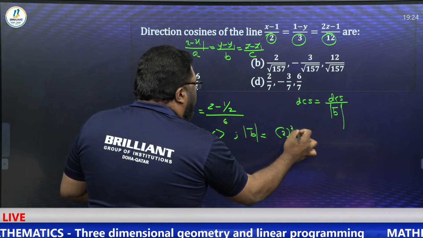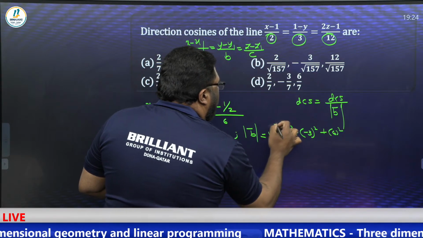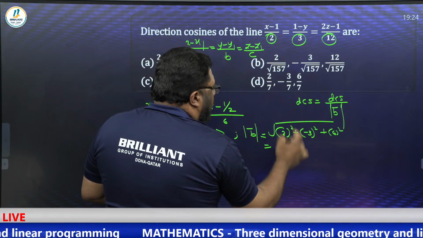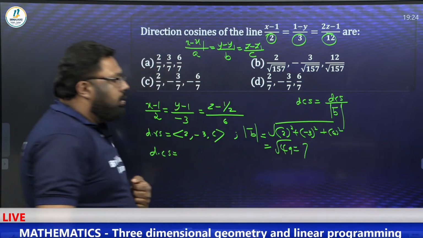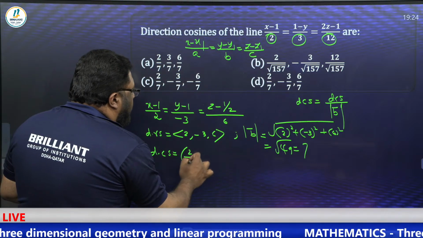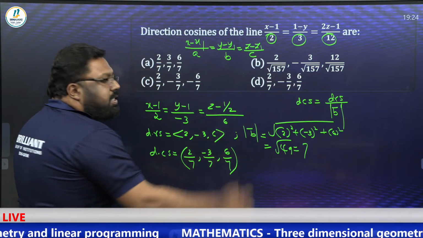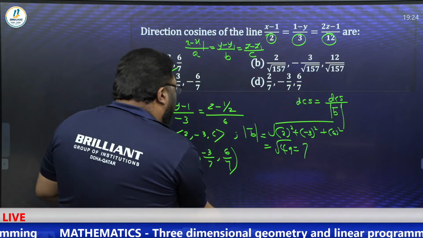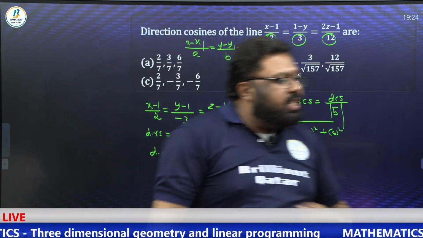So 2 squared, negative 3 squared, and 6 squared. 4, 9 and 36, that is 49. So the answer is 7. Magnitude is 7. So your answer for direction cosines is 2 by 7, negative 3 by 7, 6 by 7. And I got that answer option, is it C? One minute. Yeah, option D, 2 by 7, negative 3 by 7 and 6 by 7.